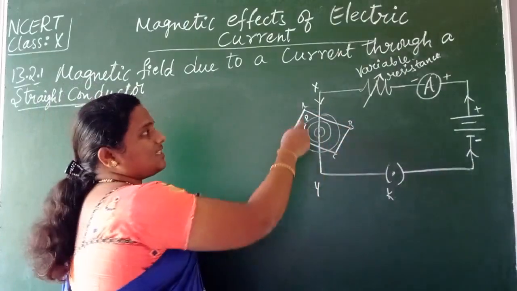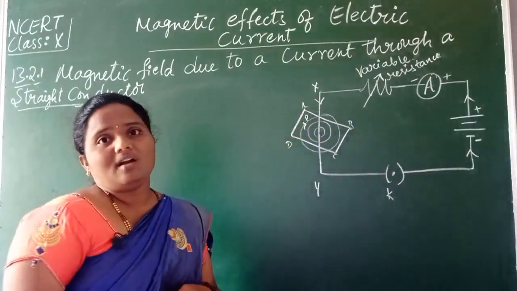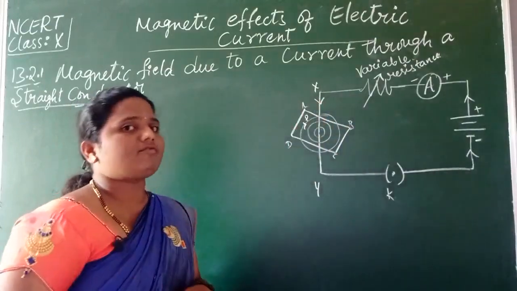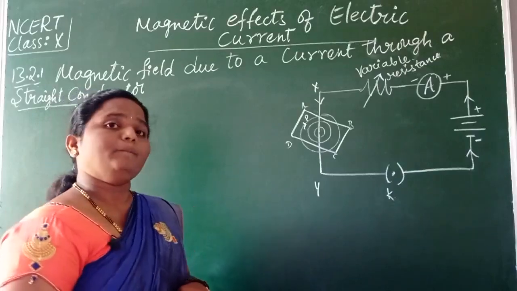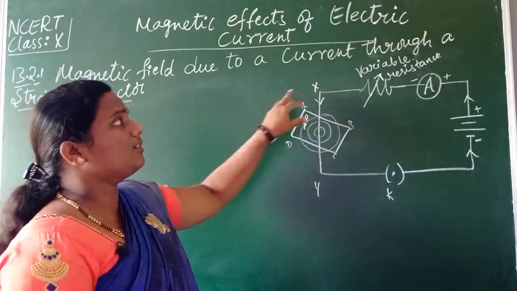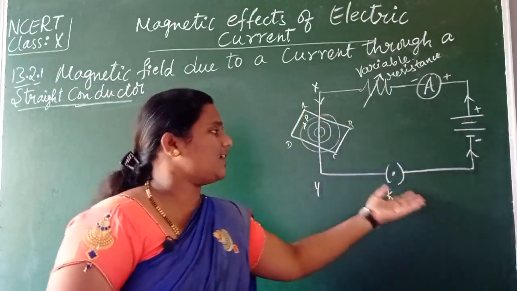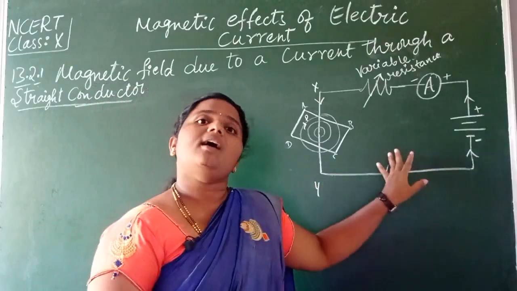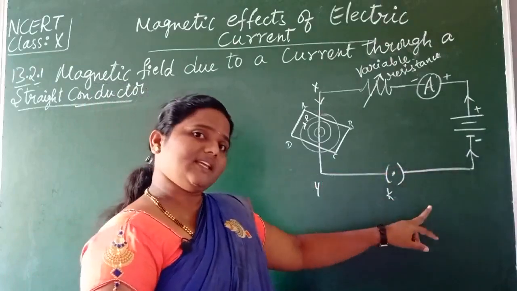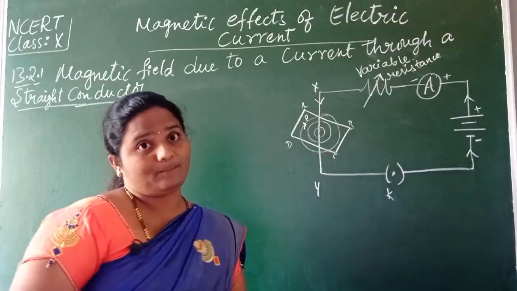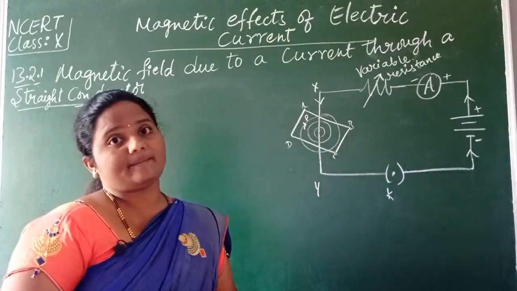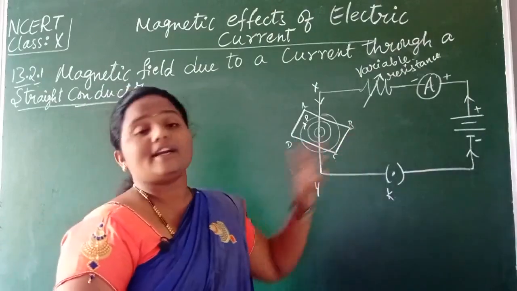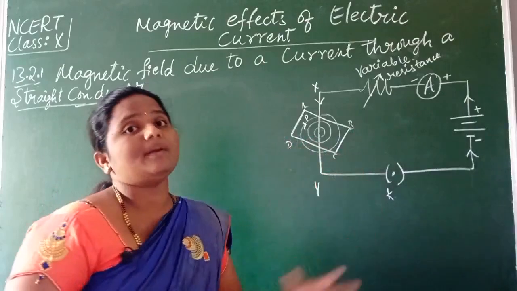You can imagine this is the plane of the cardboard. Through the center, we have to insert the straight copper wire, children. And now the variable resistance, ammeter, all of them are connected in series. After doing so, we have to plug the key. Once we plug the key, what happens? The current starts flowing. So when there is a flow of current, there is also a magnetic field generated over here.